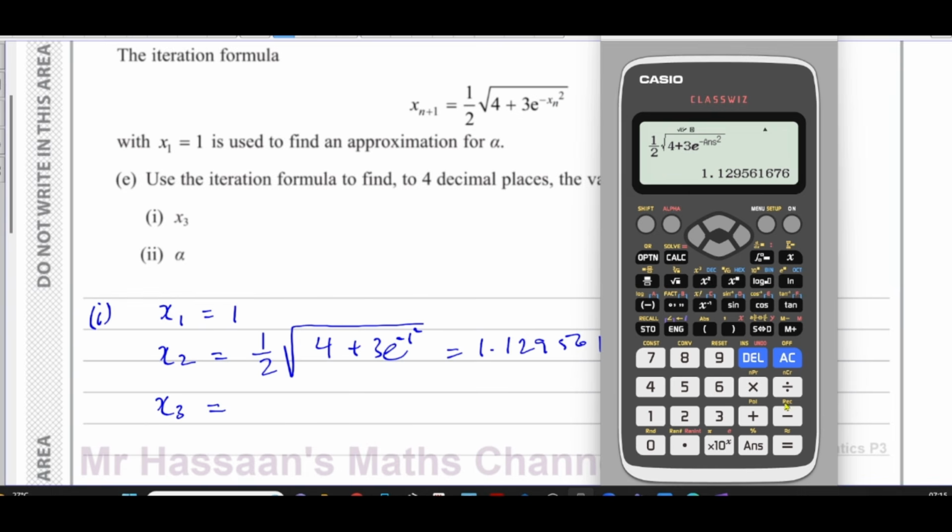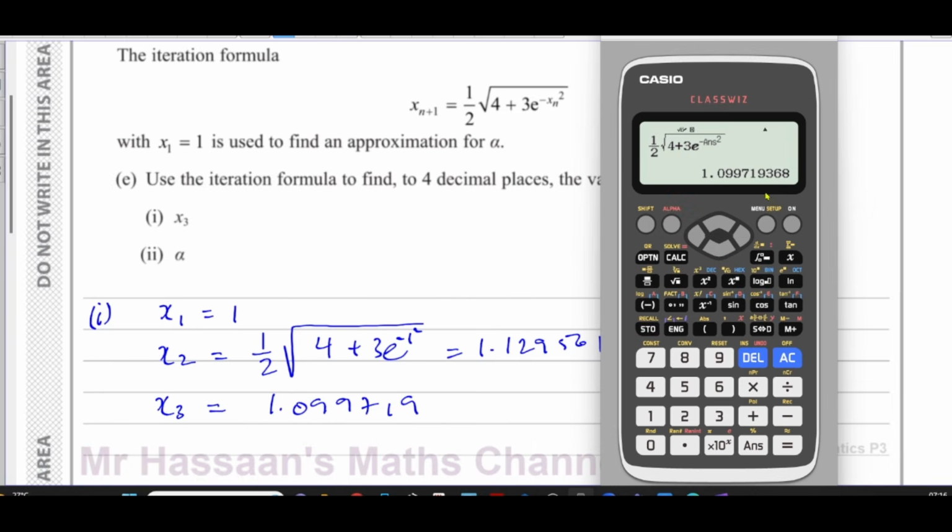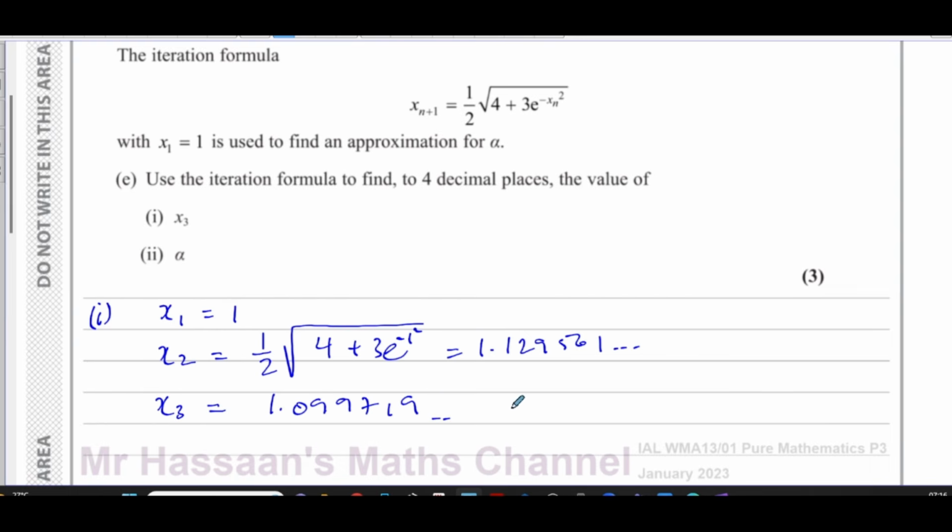Because I've set it up like this, all I have to do is press equals now, because the way it's set up, it's going to put back into here whatever the answer was, which is exactly what I want. So when I press equals again, it's going to give me x3 directly, which is 1.099719. It goes on, but we want it to 4 decimal places. So that's 1.0997. That's x3.